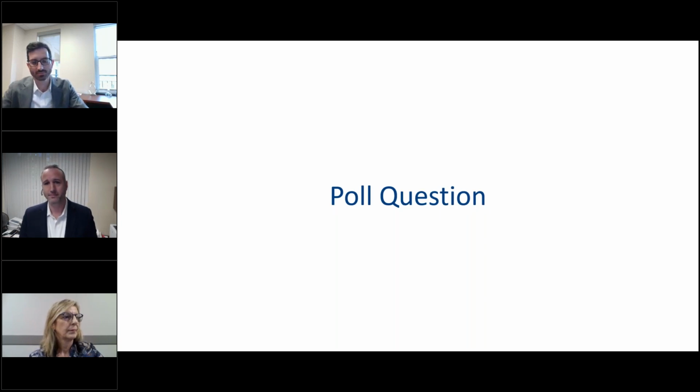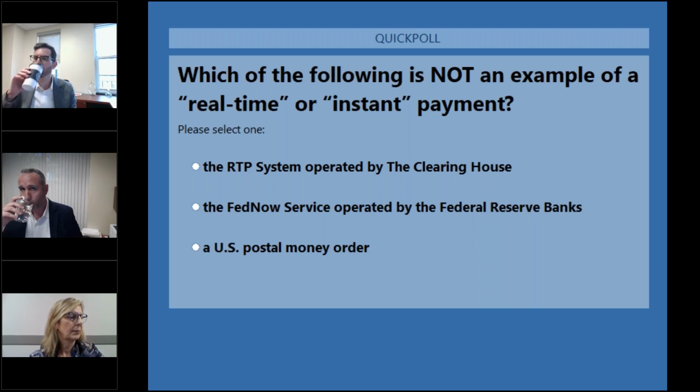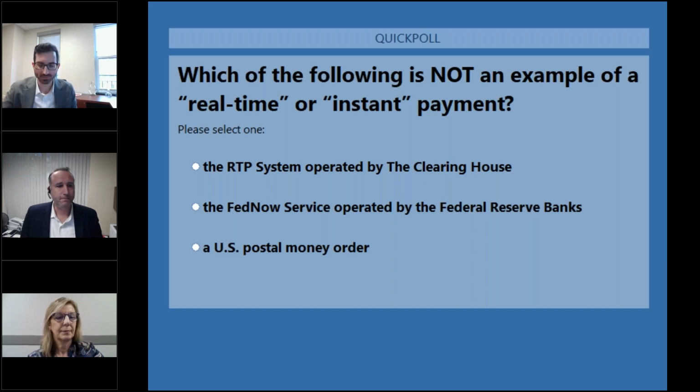Poll question. All right, one more poll question here, which is not an example of real-time or instant payments. Give you all a few more seconds. Looks like we got 97% U.S. postal money order, so ding, ding, ding for everyone who picked the third answer. All right, we'll close it and then we'll turn to good funds.